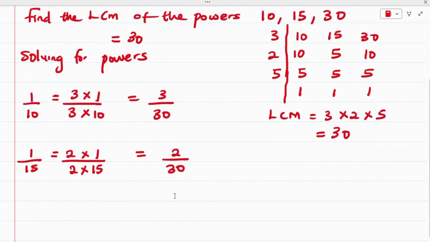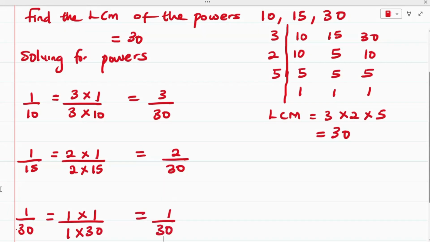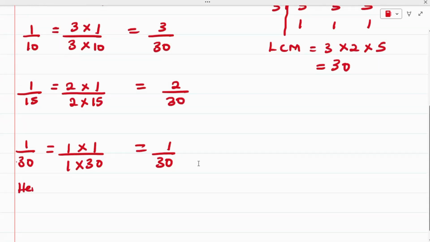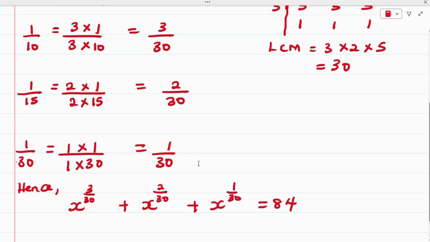And lastly, we have the last power to be 1 over 30. 30 divided by 30 is 1, so we multiply through by 1, so we have 1 times 1 over 1 times 30, and this is equal to 1 over 30. So at this point, the expression can be rewritten as x raised to the power of 3 over 30 plus x raised to the power of 2 over 30 plus x raised to the power of 1 over 30, and this is equal to 84.